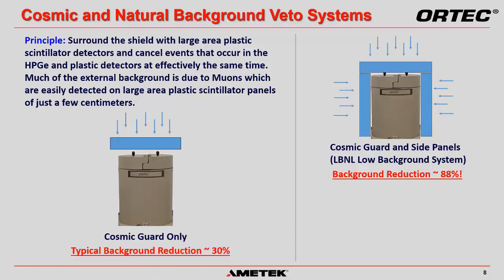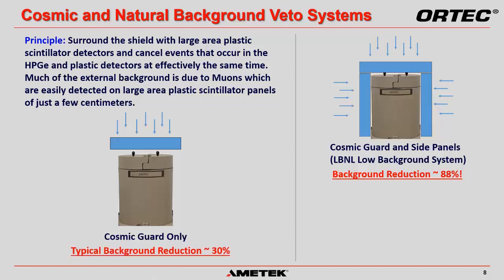In many systems, most of the external background can be attributed to muons, which predominantly travel in the vertical direction and are easily detected by fairly thin plastic scintillator detectors. Using one of these large area detector panels on top of the shield, a cosmic veto system can reduce background in the high purity germanium detector by around 30%.